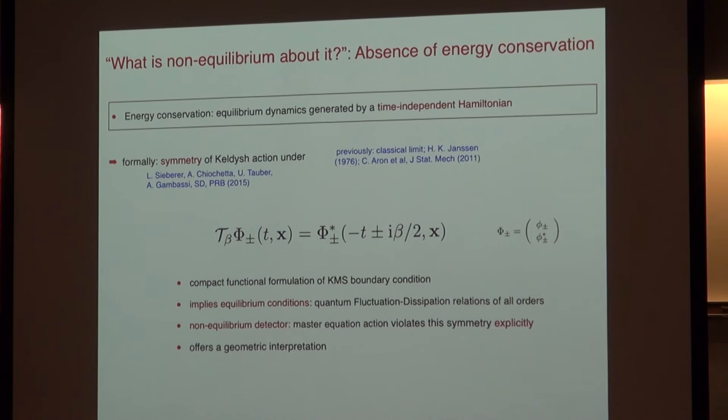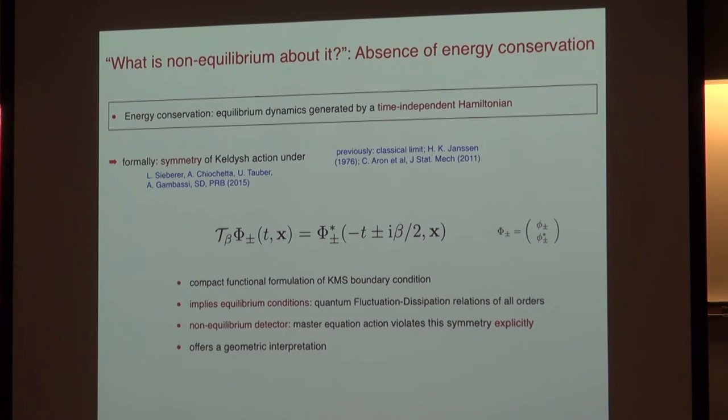And then you'll see it, but in principle, it's a matter of commuting limits, I think, in a sense. So, fine. I want to use this symmetry as a non-equilibrium detector. For example, you see that the action associated to the master equation violates it explicitly. And that's now most important: it offers a really intuitive geometric interpretation of non-equilibrium conditions.